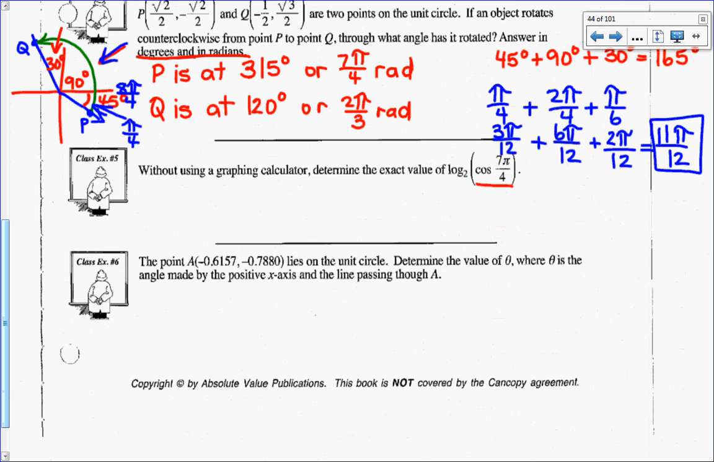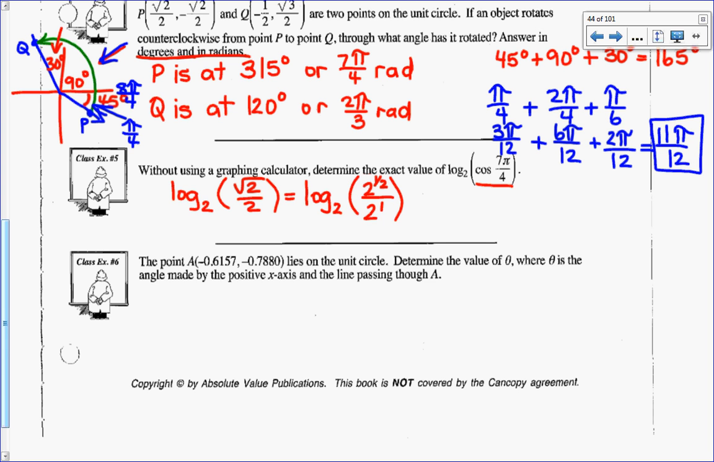So I've got log in base 2 of root 2 over 2. Okay. Now, instead of keeping this as root 2 over 2, I'm going to rewrite this. We know that root 2 is the same thing as saying 2 to the half power, and that's over 2 to the first power, isn't it? Okay.